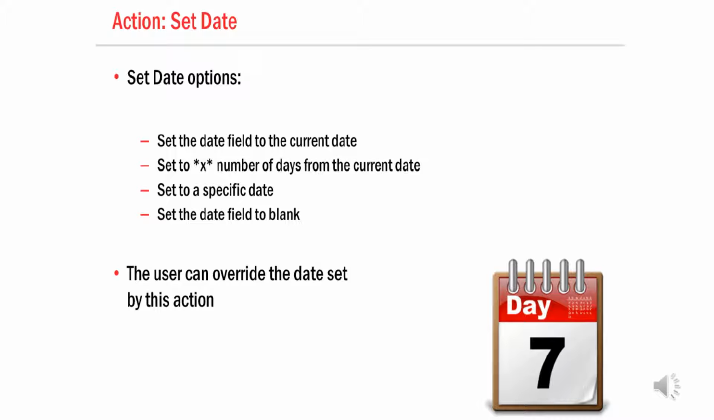For example, you could combine a rule and an action that would populate the date in an approval date field based on a user's selection in a status field. If a user selects approved in the status field, the approval date field would automatically be populated with the current date. If a user selects in process in the status field, the approval date field would remain unpopulated. You cannot link more than one set date action for the same date field in the same rule. If a rule set has multiple set date actions for the same date field, only the first set date action is executed.